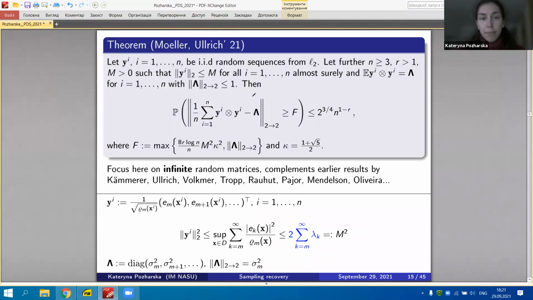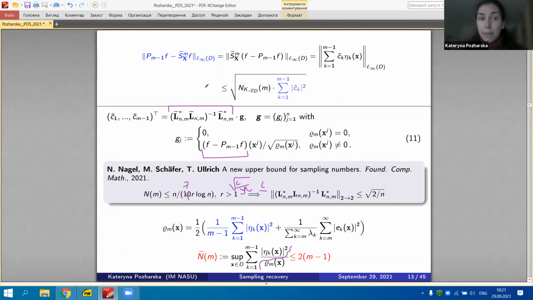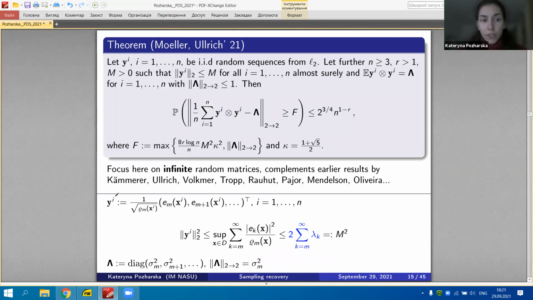And the second part: we have here the theorem by Moritz Moeller and Tino Ullrich for infinite matrices. So this y_j is in L2. And why do we need this? I will show you. We have estimated the spectral norm and it remains to estimate the norm of G, where G is f minus projection. And if we write it in terms of series, the series will begin with the m-th number, because we have f minus projection. So we have here y_j, they are infinite vectors and the components begin with the m-th term.